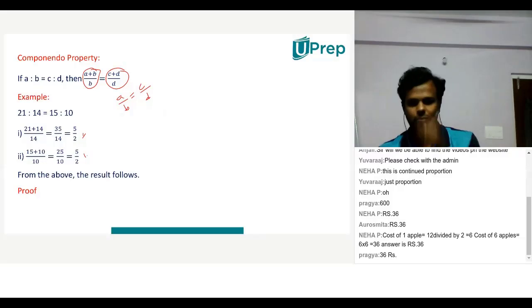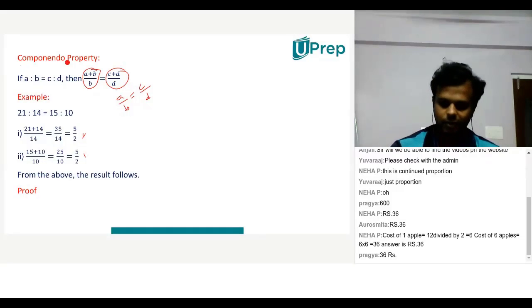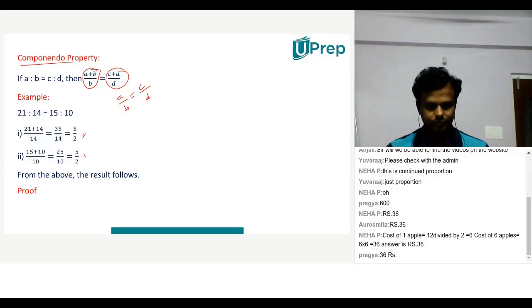Children, I suppose this is clear. This is called the componendo property, where you add the numerator and denominator and keep it in the numerator itself on both sides. I didn't get it.